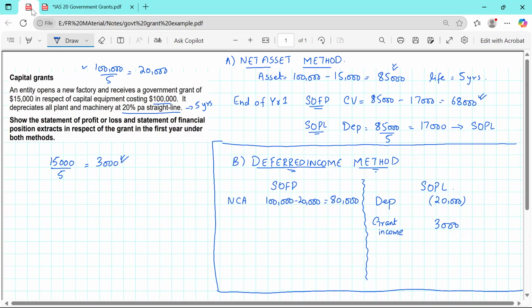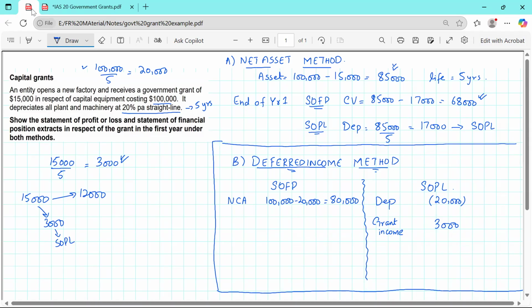Now, out of 15,000, 3,000 you have taken to the SOPL. Very well, we got that point. Now, what about the remaining 12,000? How will you record that? Out of 15,000, you just took the 3,000 to the SOPL of the first year, right? What about the remaining 12,000?